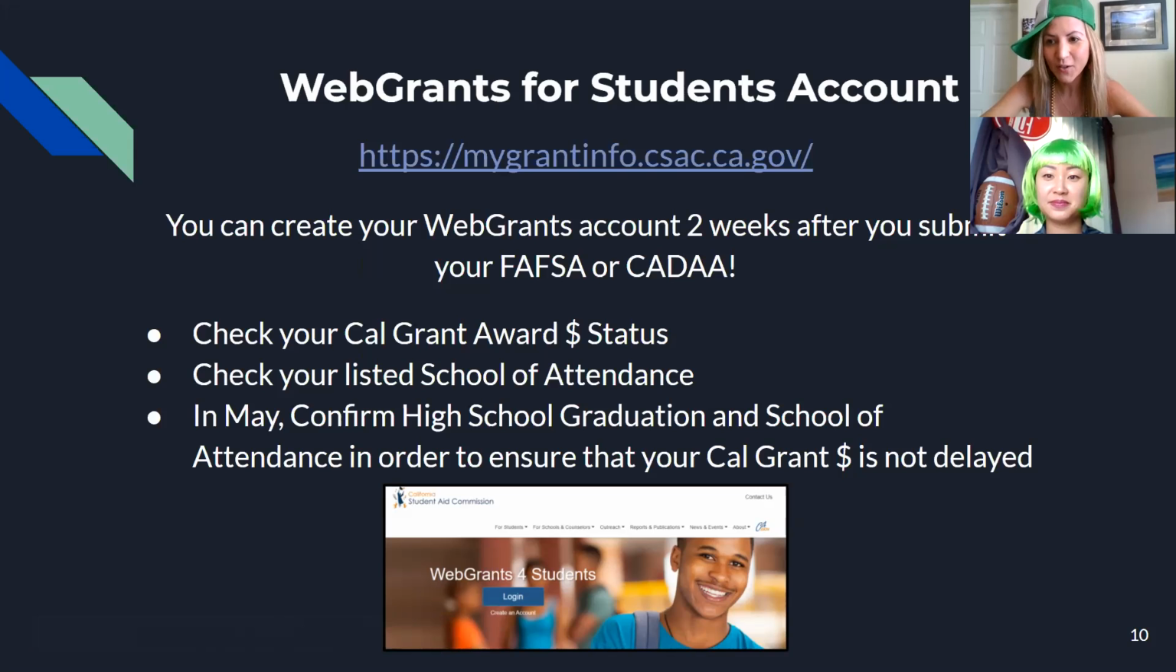And if you're unsure how to do it, please reach out to your school counselor and we will help you with that. You just want to make sure that your school of attendance is listed wherever you're planning on going to college. I always say that once you commit to the school, that's when you should log in and put your school of attendance. I wouldn't do it right now until second semester when you're sure where you're going. And then in May, confirm high school graduation and school of attendance in order to ensure you get your Cal Grant. So there's federal grant and there's Cal Grant. So this is just for the Cal Grant.